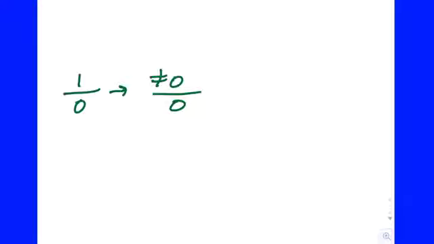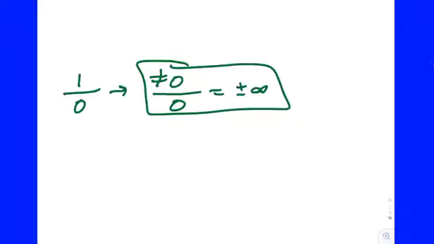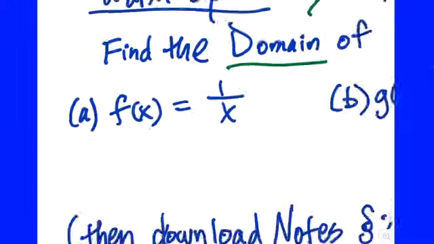This means D and E, right? We can't divide by 0 because it's some type of infinity, okay? And infinity is not a number. 1 over 0, 10 over 0 is some type of infinity. So 0 and infinity are essentially reciprocals of each other. So we cannot divide by 0 because it gives us an infinite answer.